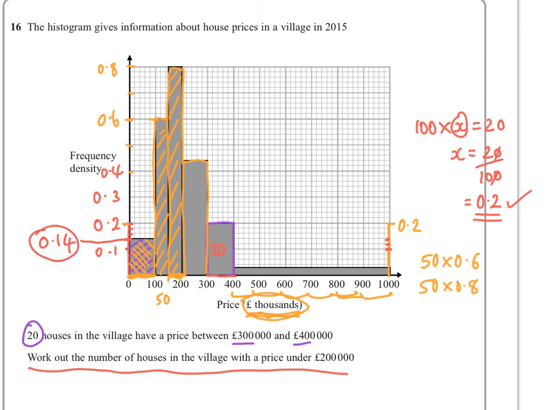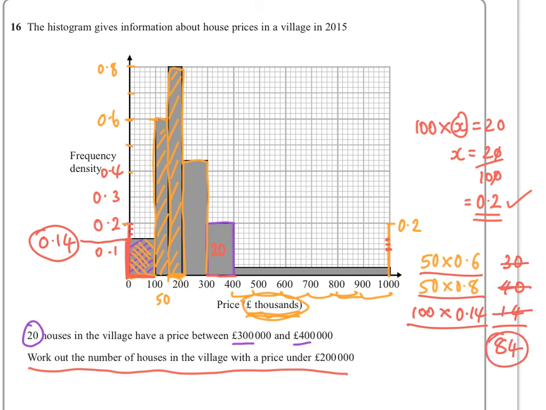And this is probably my least favourite question of the whole paper, to be honest. So we've got a 100 times here 0.14. So we've got 30 here. You can use your calculator if you want. Another 40, and then we've got 100 times 0.14, which is 14. So we've got 30, 70, 84 houses. So you probably guessed I'm not a massive fan of histograms, but I believe that to be the answer.